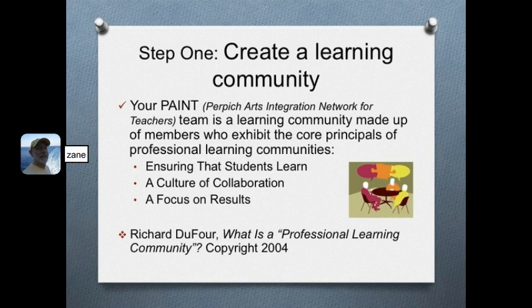The first step in the professional inquiry process is to create a learning community. In this case, your PAINT, Perpich Arts Integration Network for Teachers team, is already a learning community, and it is made up of members who exhibit the core principles of professional learning communities. Those include ensuring that the focus is what students are learning. Second, a culture of collaboration. And thirdly, a focus on results.